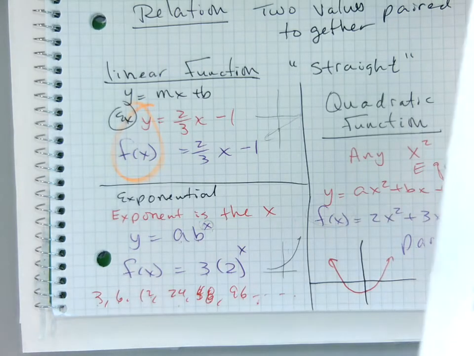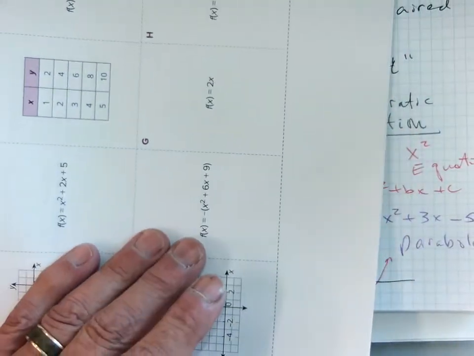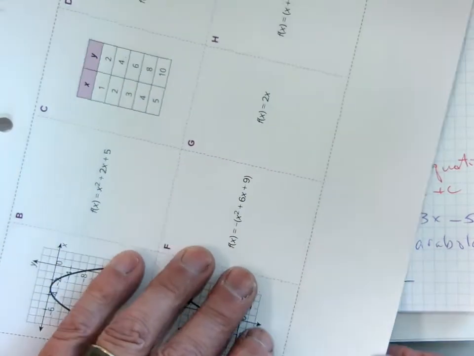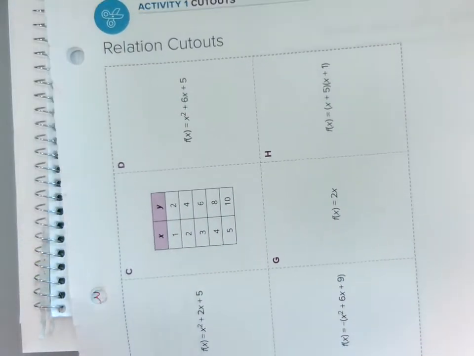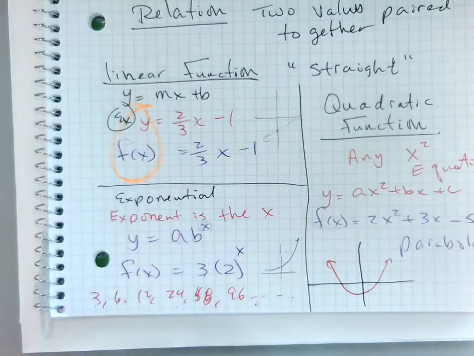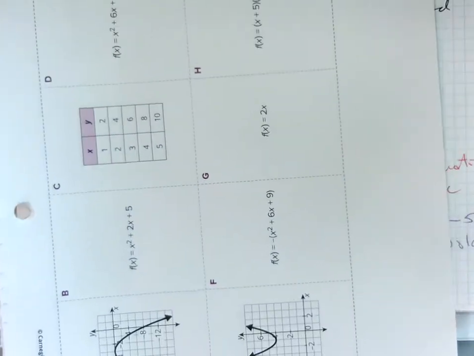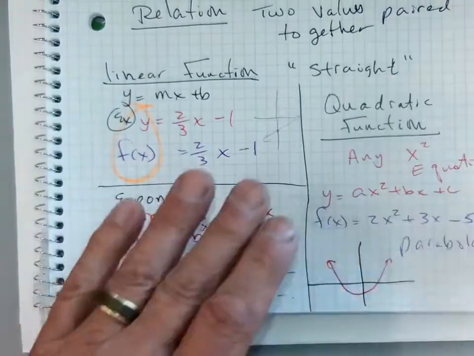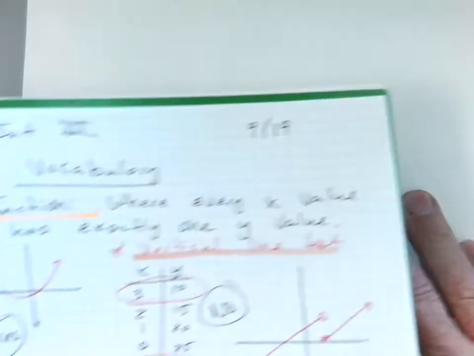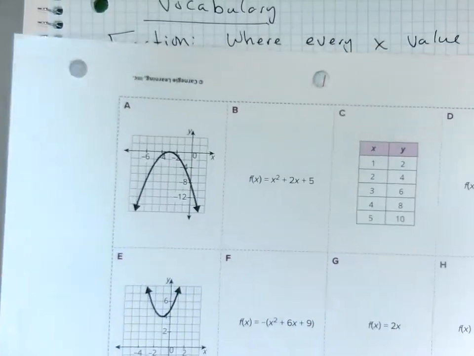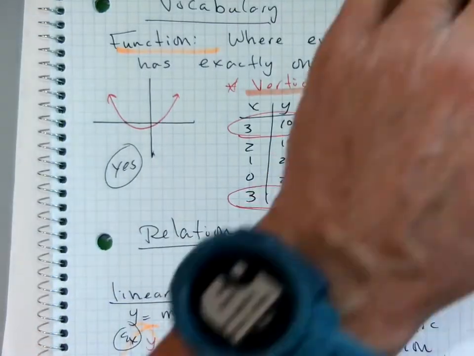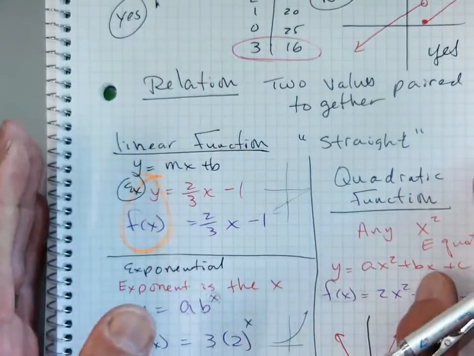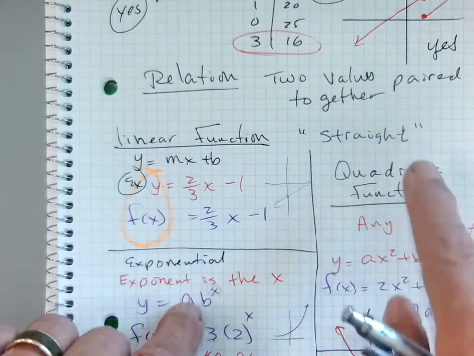Well, then the activity was to go to pages 37, 39, and 41 out of your book. And what we did is we cut out all of the cutouts, and then our assignment was to take all of our cutouts and put them in their groups. So the groups we were looking for were linear, quadratic, or exponential, or not a function. Here, let me write that down.